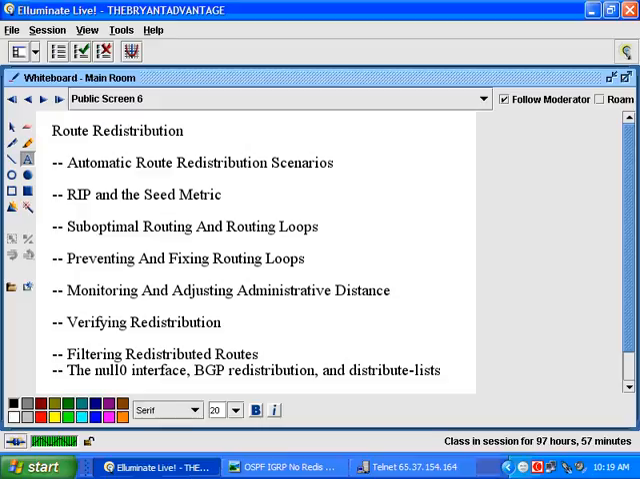We're going to look at some automatic route redistribution scenarios first. Most of these, unless you work with EIGRP, you may never see. It's good stuff to know for the exam, though, and if you do work with EIGRP, these are important. We're going to talk about RIP and the seed metric. The seed metric doesn't only go with RIP, but it'll be an important part of our lab, and we will discuss the seed metric in detail.